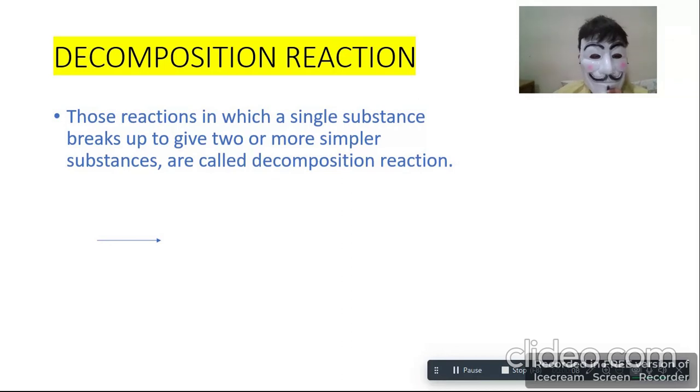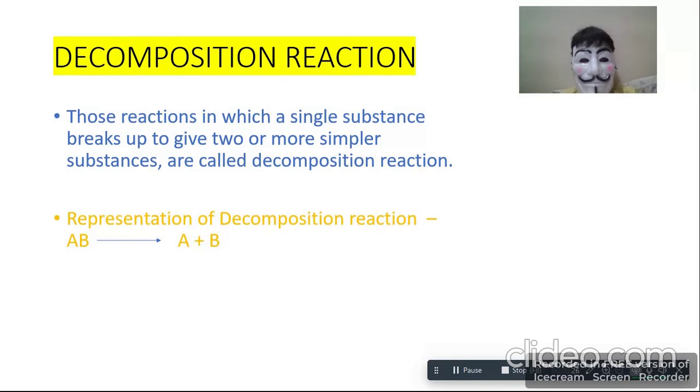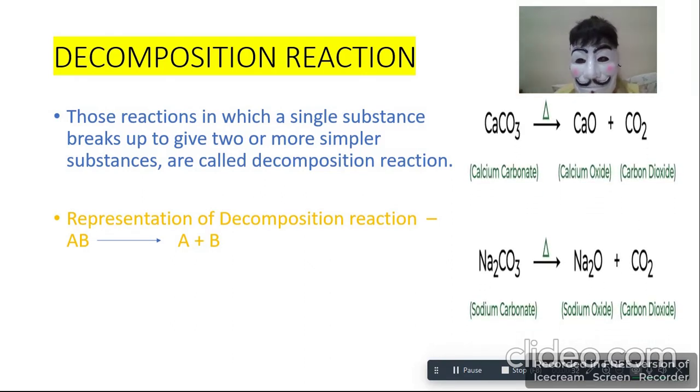In combination, two substances combine to form a new one. Here one substance breaks into two or more simpler substances. So those reactions in which a single substance breaks up to give two or more simpler substances are called decomposition reactions. It can be represented as AB forming A plus B. Okay, let's go ahead.